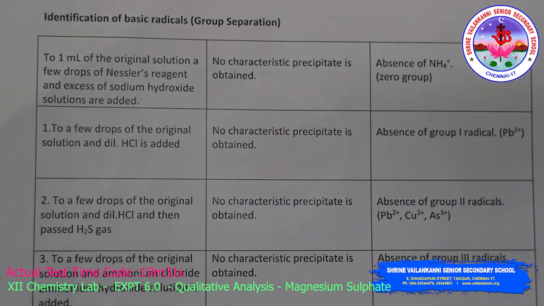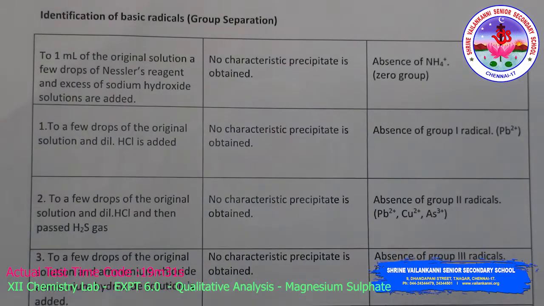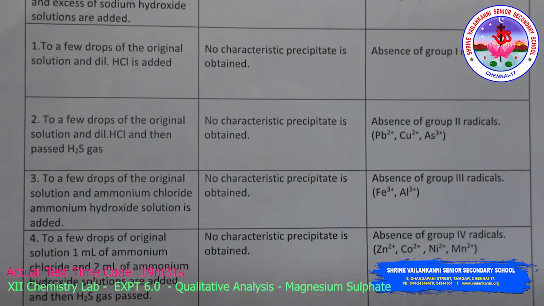First, for group zero: take 1 ml of the original solution, add Nessler reagent, and excess sodium hydroxide solution is added. No characteristic precipitate is obtained, so absence of group zero. Then for the first group, original solution with dilute HCl: no characteristic precipitate, so absence of first group radicals. Then a few drops of original solution with dilute HCl, and pass hydrogen sulfide gas: no characteristic precipitate is obtained, so absence of lead, copper, and As3+.